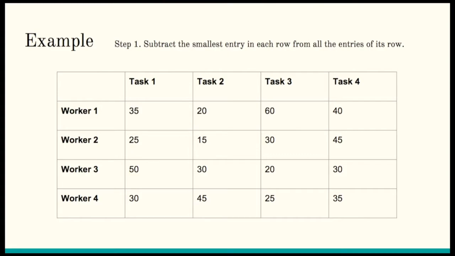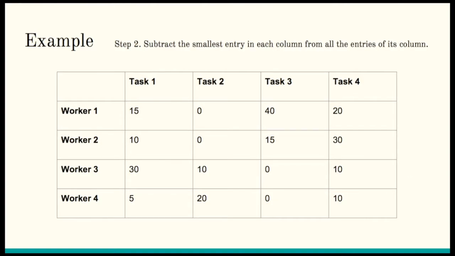The same goes for worker 2. Whatever task worker 2 is given, it is still going to cost at least 15. So we subtract 20 from everything in row 1, 15 from everything in row 2, 20 for the third row, and 25 for the final row.